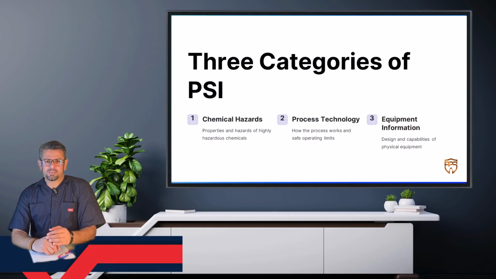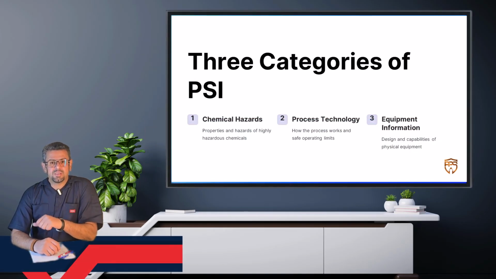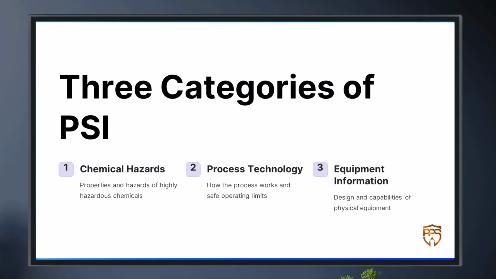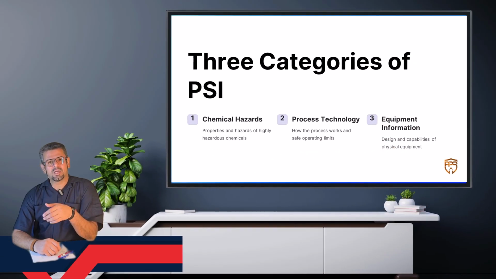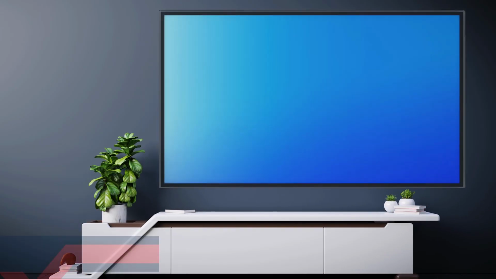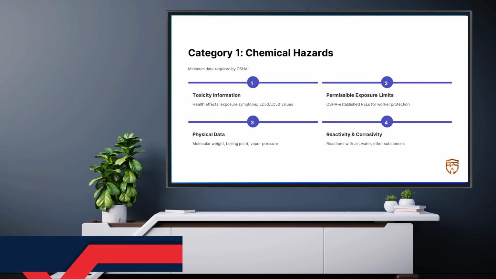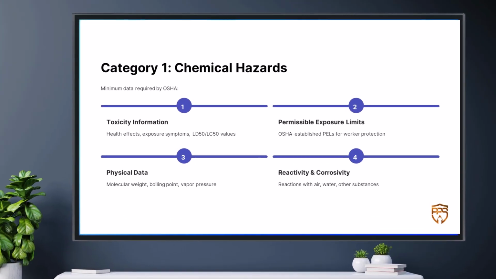OSHA divides process safety information into three categories: information on the hazards of the chemicals, information on the technology of the process, and information on the equipment in the process. Let's look at each category. The first category of OSHA PSI is information on the hazards of the highly hazardous chemicals. This category includes properties and hazards of the chemicals involved. OSHA lists the minimum data that must be compiled.